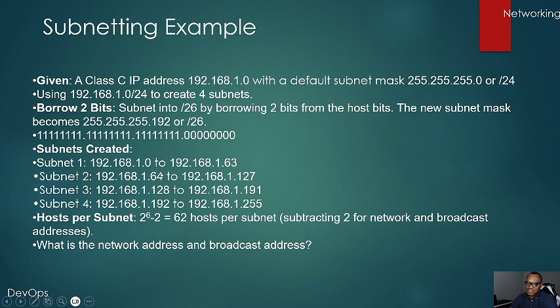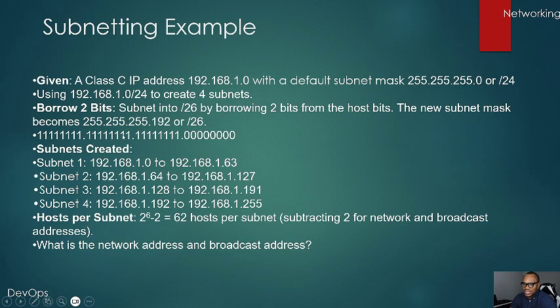Let's look at an example. This is a Class C IP address, 192.168.1.0, with a default subnet mask of 255.255.255.0 or /24, and we want to create 4 subnets from this. So what do we do? We borrow 2 bits from the host portion.